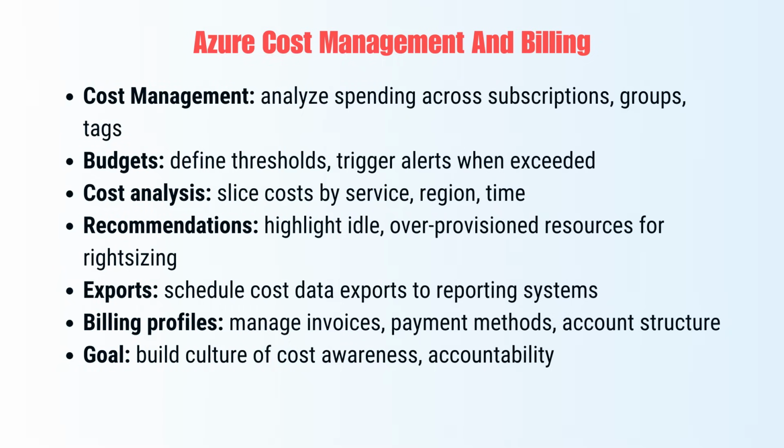You can define budgets for a subscription or resource group. A budget sets a threshold, for example, $500 per month, and when your actual or forecasted spend crosses certain percentages, like 50%, 75%, or 100%, Cost Management can send alerts by email or to action groups.